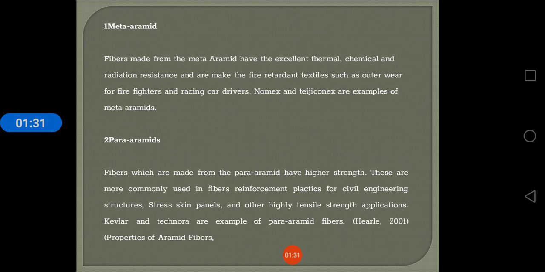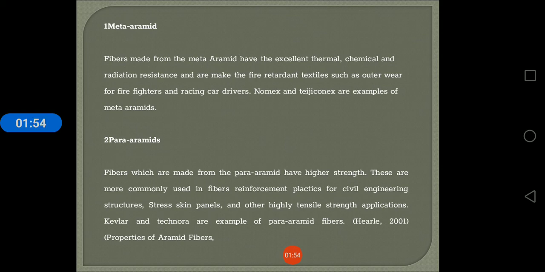Fibers made from meta-aramid have excellent thermal, chemical and radiation resistance and make the fiber flame retardant, for textiles such as outerwear for firefighters and racing car drivers. Nomex and Teijinconex are examples of meta-aramids.